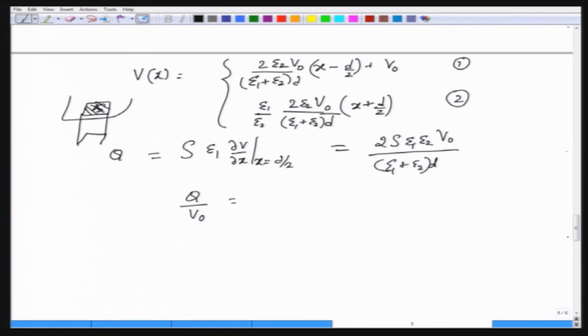Now, since this is a uniform parallel plate capacitor, you can also find out the charge over the surface S and call this the capacitance per unit surface. Okay. So, you will have Q by S V0, that is given by 2 epsilon 1 epsilon 2 divided by d into epsilon 1 plus epsilon 2, or if you include the surface area S, you can rewrite this as 2 epsilon 1 epsilon 2 S divided by epsilon 1 plus epsilon 2 into d.